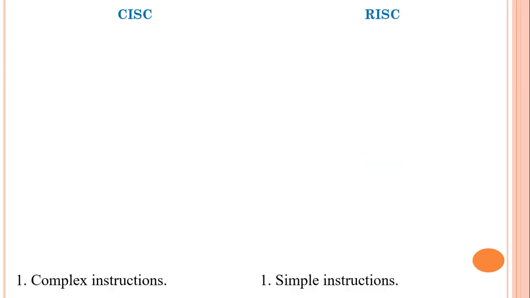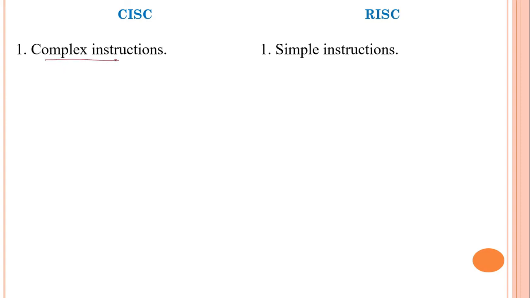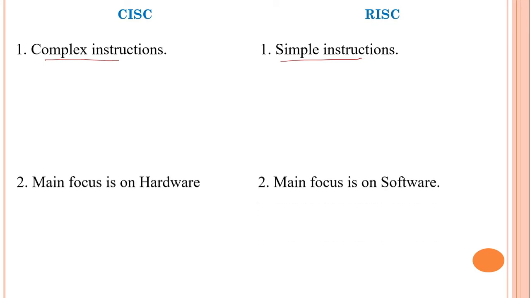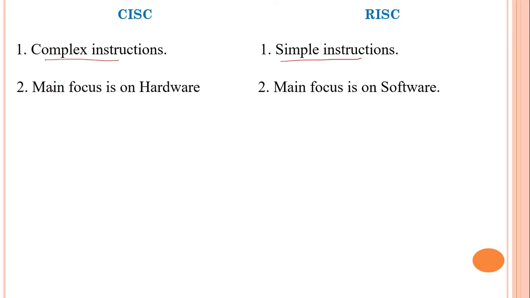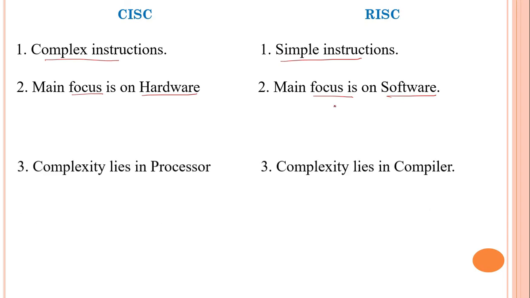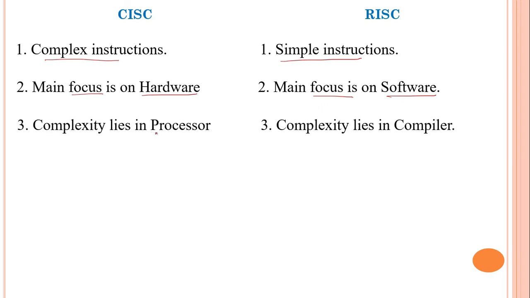If you see the other differences, CISC has complex instructions, it has many instructions. So we have complexity in the instructions, and the reduced instruction set computer has simple instructions. Those are simple in operations. Then another difference is that the CISC processor focuses on the hardware part and the RISC processor focuses on the software part of the program. Complexity lies in the processor in the case of CISC, as we saw in the diagram, and in the case of RISC, the complexity is present in the compiler part.